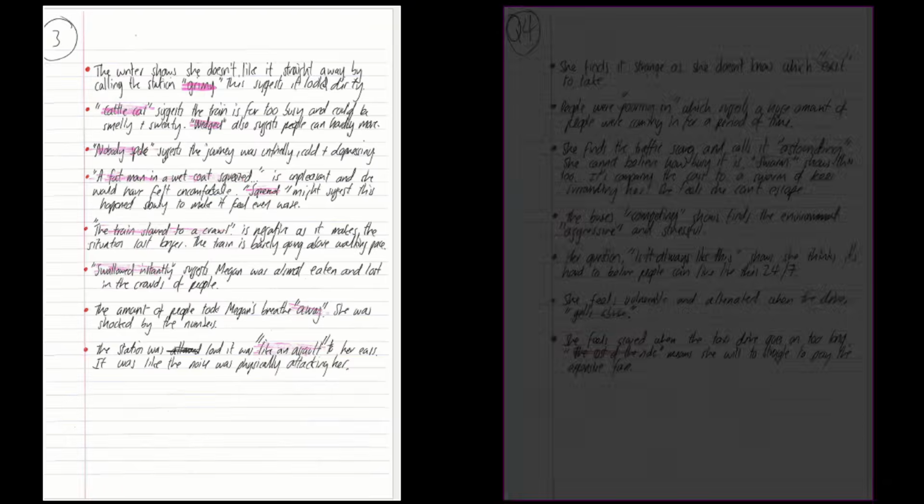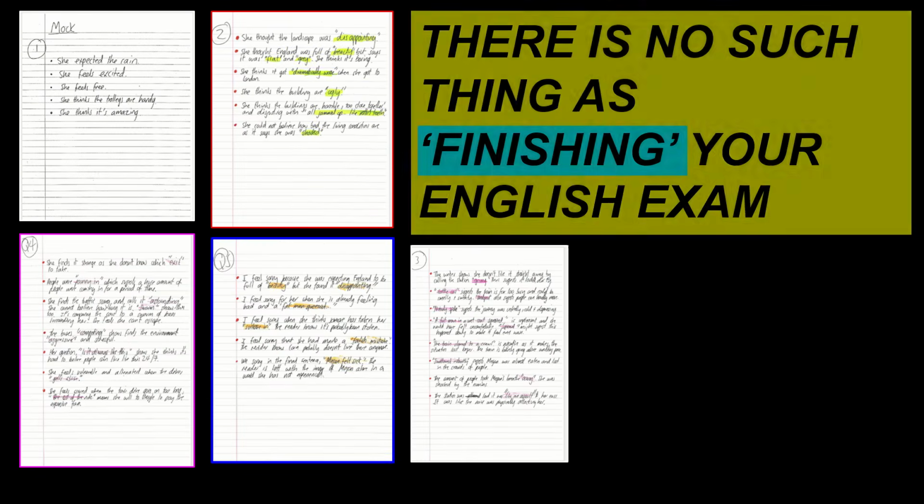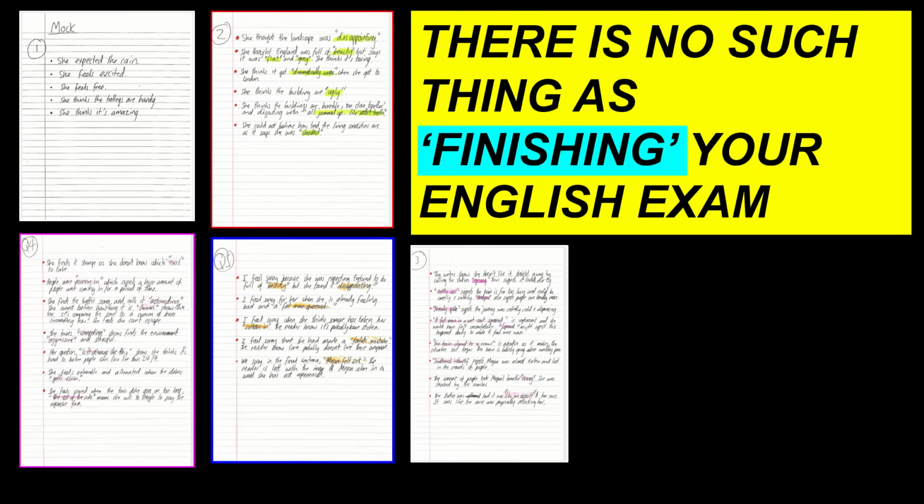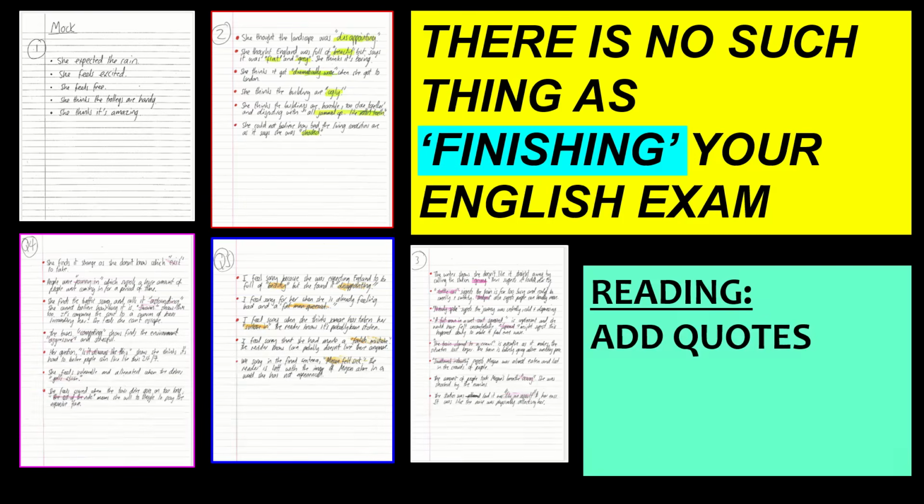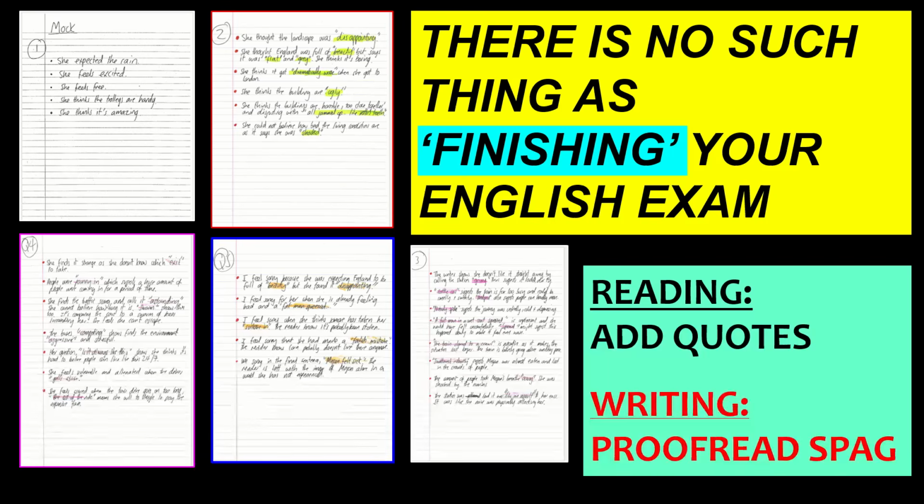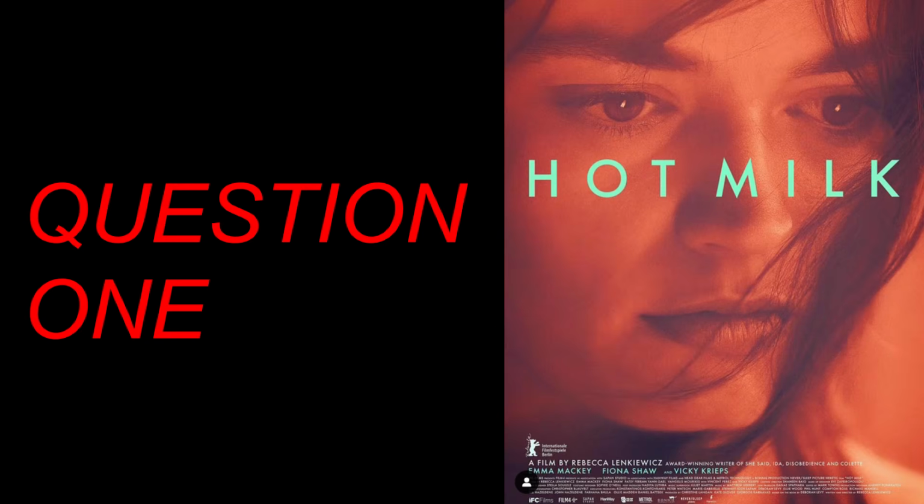So this is what your exam should look like by the end. It's really good because if you miss out a question or if you finish the exam a bit early, you can go back and add more quotes. You don't have to do that thing where you're drawing arrows from different pages. Having a 1-line gap between each of your quotes makes it really simple for the examiner to see them. And there's no such thing as finishing your English exam. If you're reading, you've got to add more quotes. And if you're writing, you can keep proofreading your SPaG to the end of the exam.